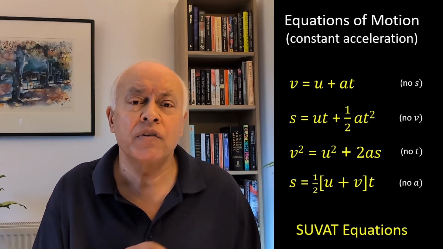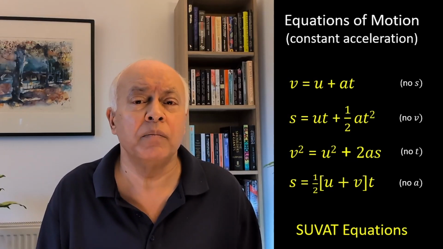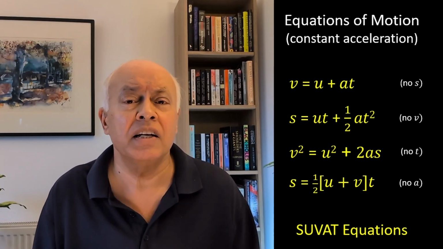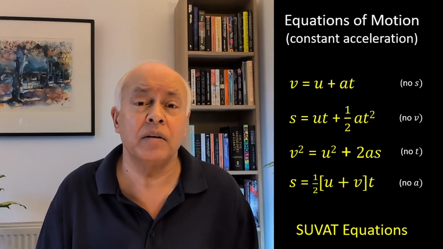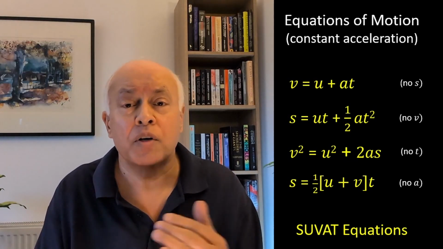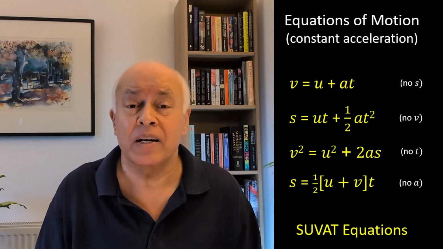Note that in each of the four equations there is one variable missing, and this means that if we don't know or don't want to use one particular variable, then we can pick the appropriate equation to work things out anyway.